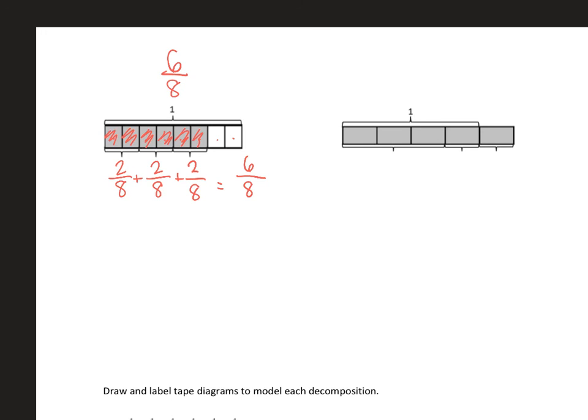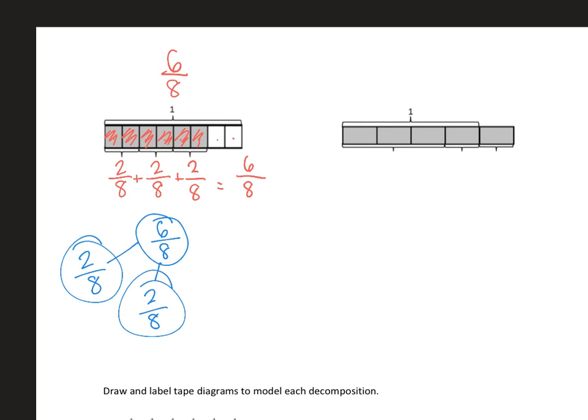And now I'm going to draw a number bond. I'm going to write 6/8 in there because that's my total. And then I'm going to record each decomposition as a part. So I had 2/8 as one part, and then I had 2/8 as another part, and then I had 2/8 as another part.